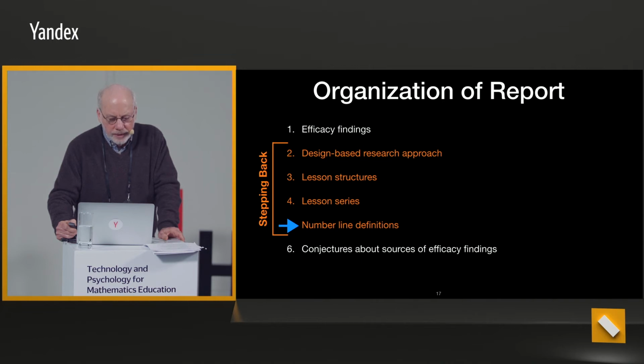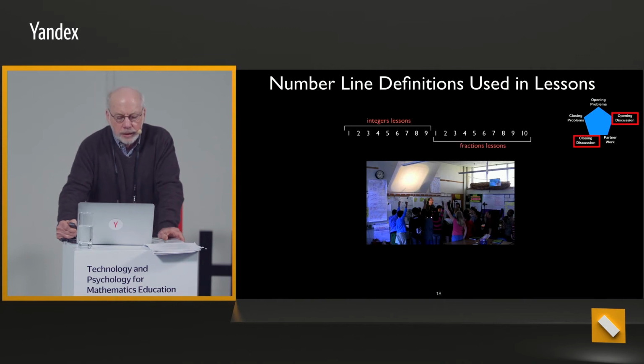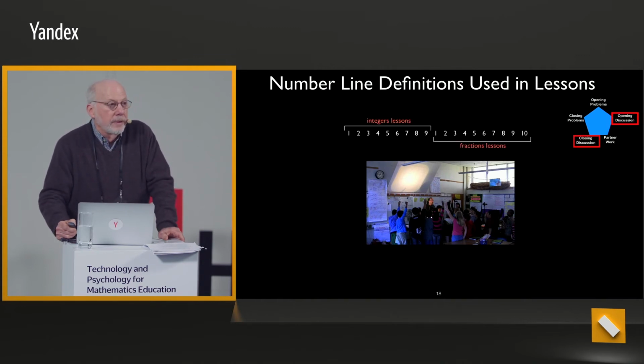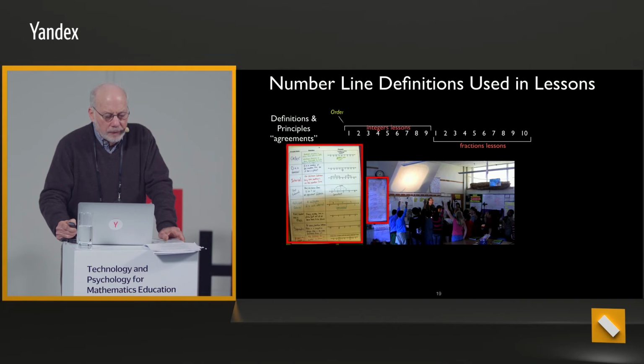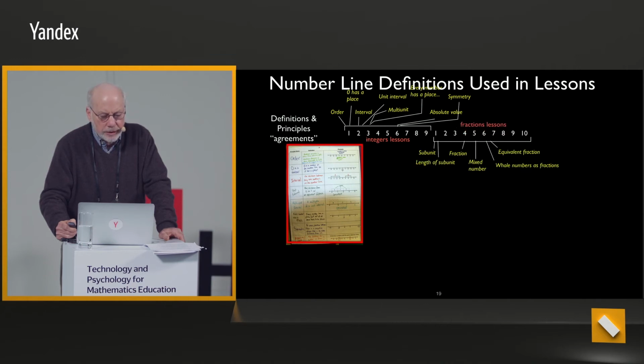So the number line definitions, what I was going to say before. Again, in the opening discussions and closing discussions, definitions and principles were introduced. And you can see that these are recorded on a poster in the classroom so that students always have access to them. This is an enlargement of the poster. And you can see in the integers lessons, there are about 3, 6, 9 definitions introduced. And in the fractions lessons, another 5 are introduced.